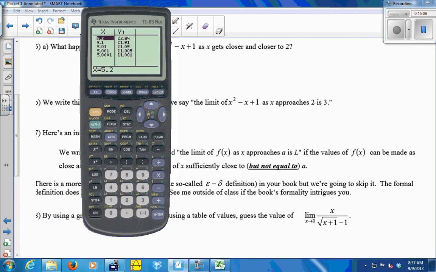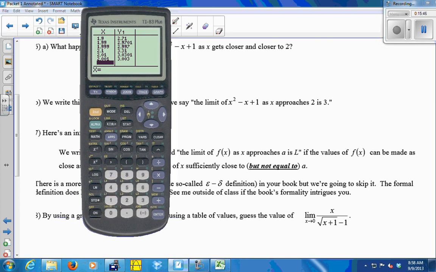Go to your table. I'm going to clear the things that are in here. I want to know what happens as I get close to 2. So I'm going to get close to 2, like 1.9, 1.99, 1.999. My y values are getting close to what value? 3. And I can approach from the other side too. Like I could do 2.1, get close to 2 from a little bit to the right of 2, 2.01, 2.001. It appears that from that side, my y values are also getting close to 3.